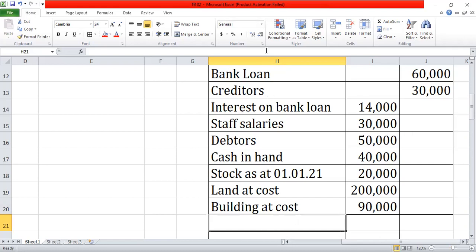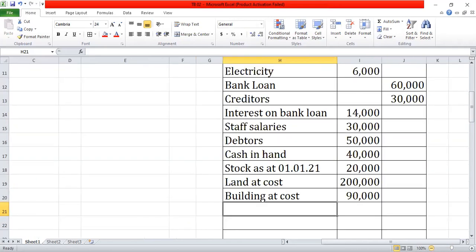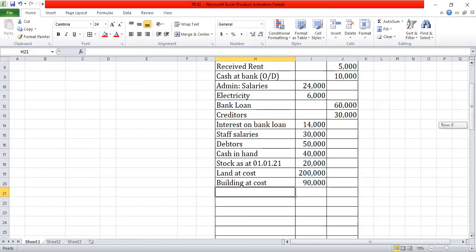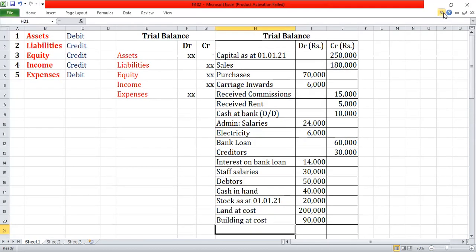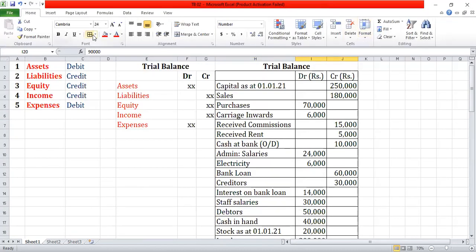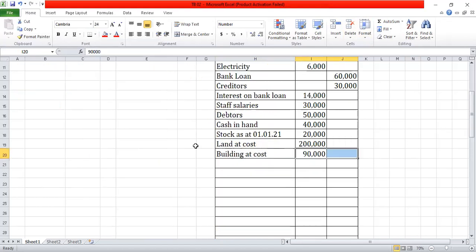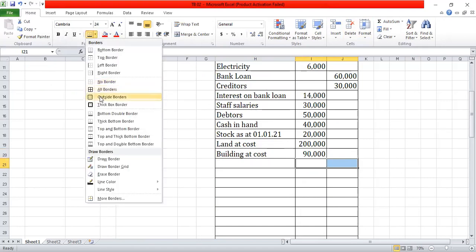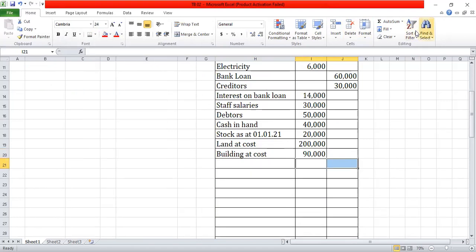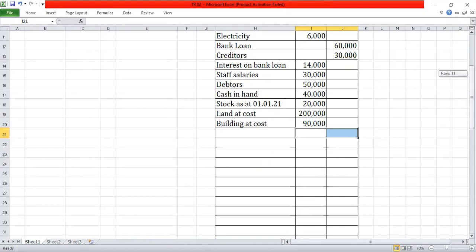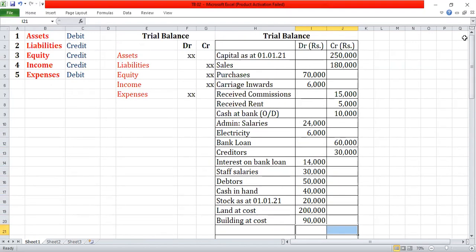Okay. This is what we have prepared as our trial balance. Here we have it. Now, let's get the addition of the trial balance, and see whether the total of the debit column is equal to the credit column.